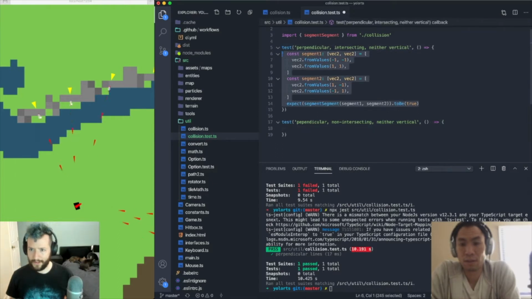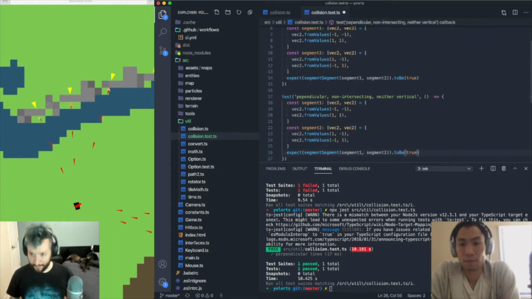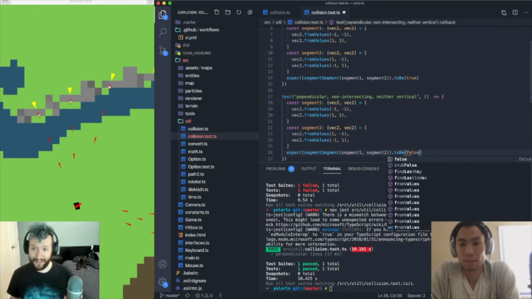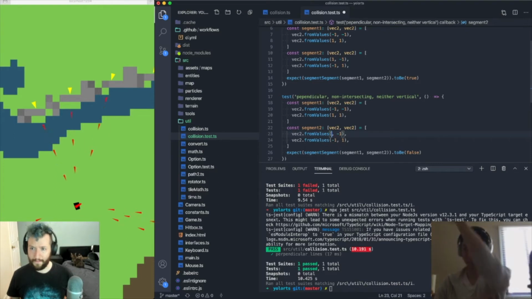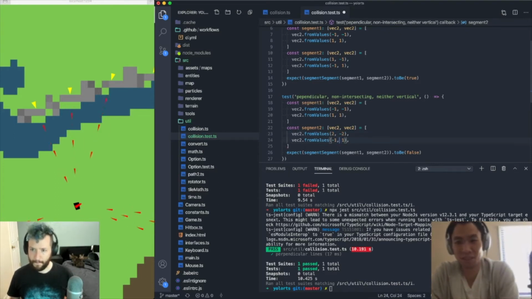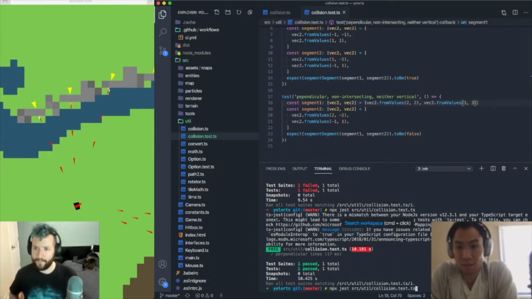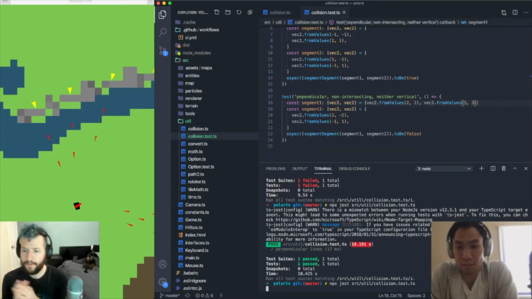A lot of tests that look a lot like that. So really, if we just offset the first one, just make it like 2, 2, 3, 3. You're just sliding it along the line towards the northeast. Ah, okay, that makes sense. And that should come out false.